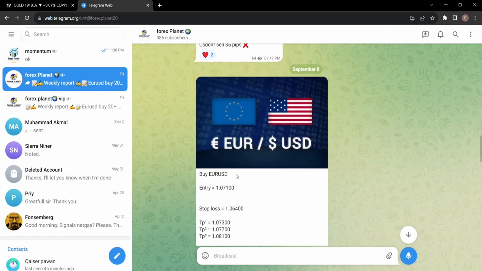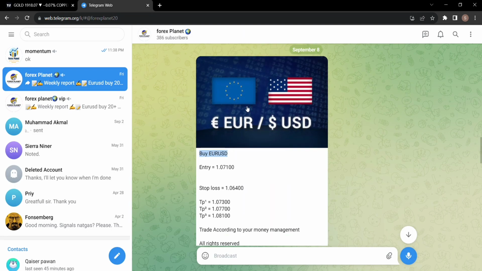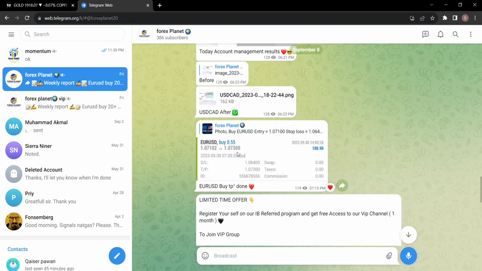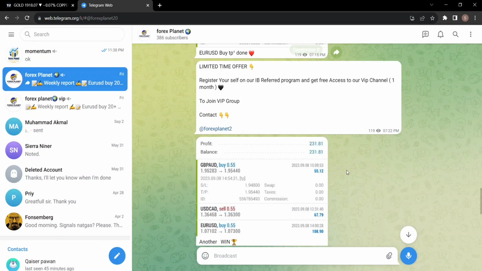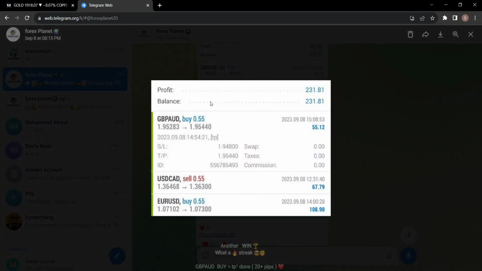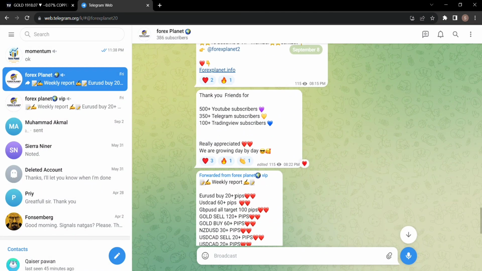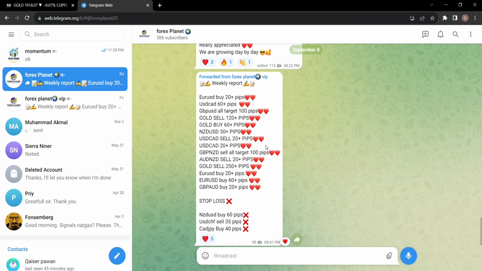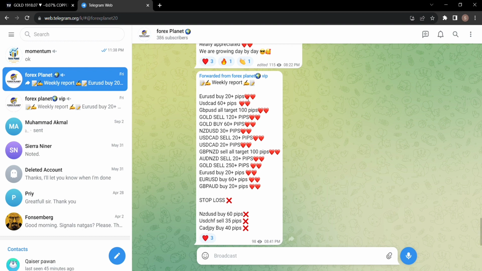This is our Telegram. On Friday, we gave a buying signal of EUR/USD, and we have almost hit our TP1, as you can see. And these are the signals that we shared on Monday in our VIP channel. If you want to join our VIP, you can contact us. This is the weekly report that we shared in our free as well as in our VIP group. We gave almost 20 signals, and we have just hit the stop loss on 3, and the rest of the signals have hit our TPs, and we are in great profit.